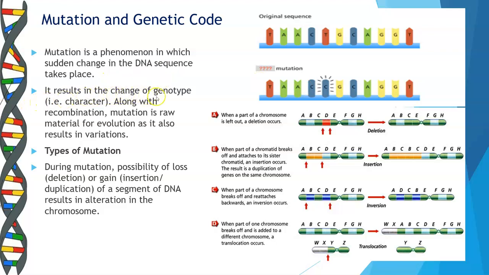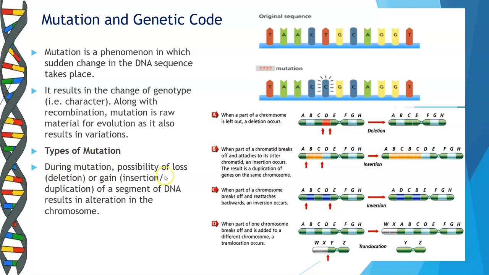Now, it results in the change of genotype, that is, it will change the character. Along with recombination, mutation is a raw material for evolution as it also results in variation. Students, variations are the new characters that get introduced into an organism because of the change in the original gene sequence. Students, let's have a look at the types of mutations.